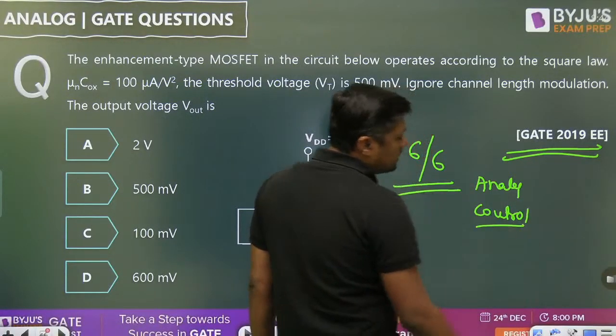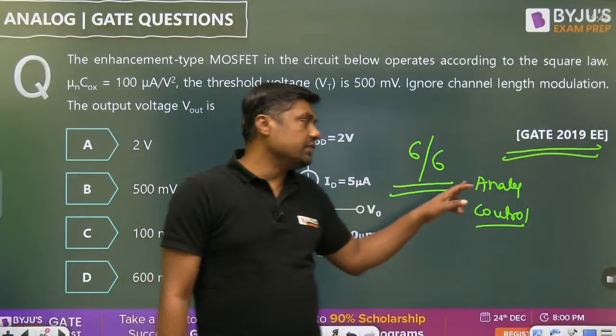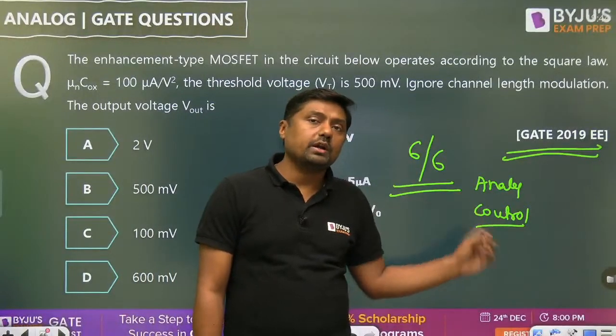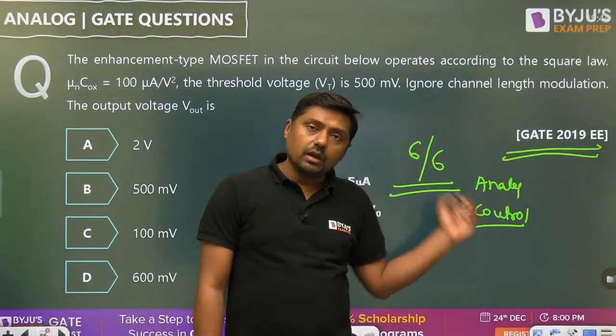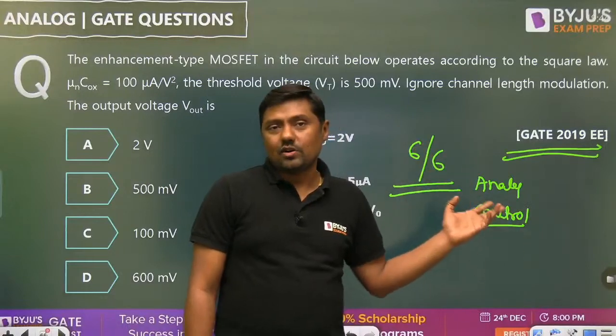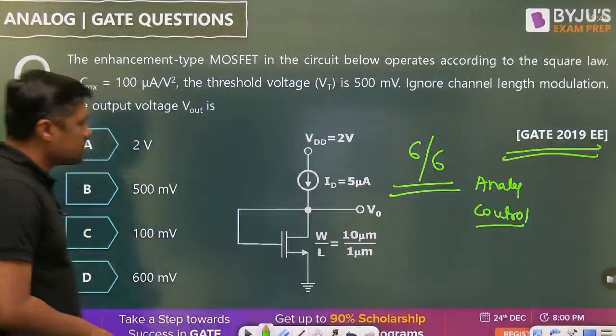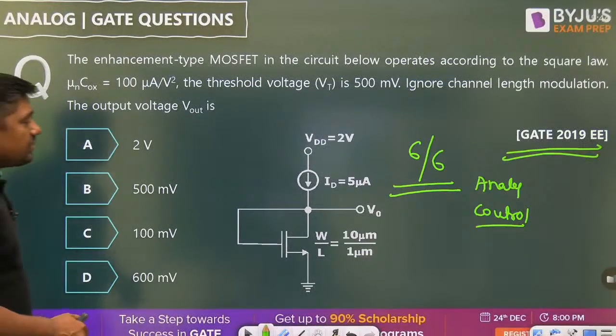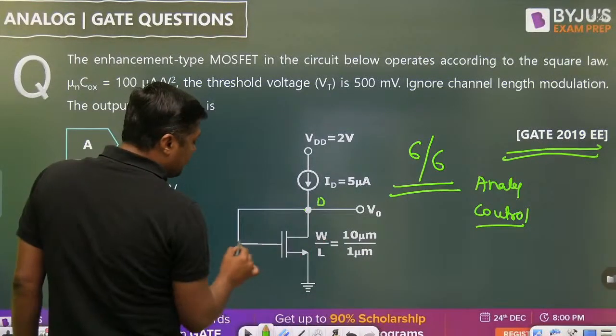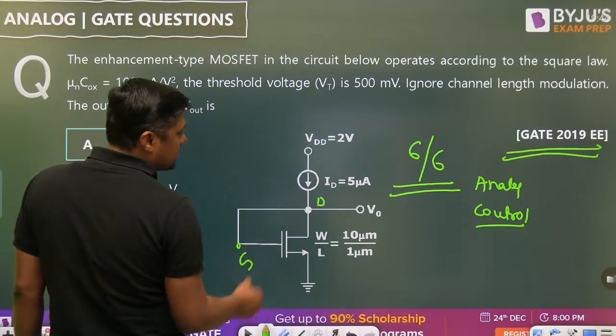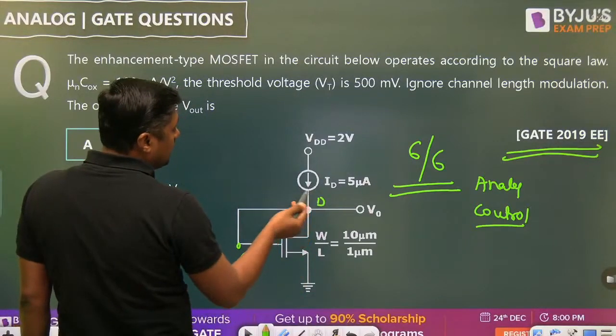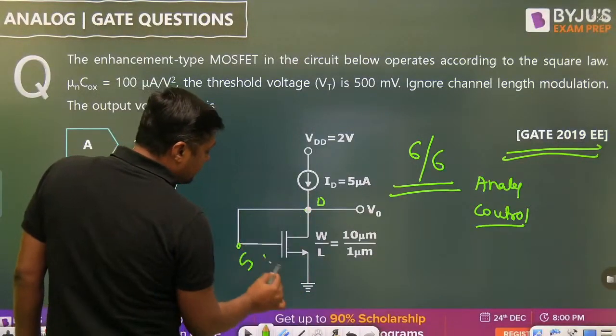If suppose you want to get the rank, then my dear, 100% from analog, 100% from control, 100% from digital, little effort, more result. Okay, so this is a simple formula based question. Now, always remember, when the drain is connected to gate, it is in saturation region, W by L is given, and when it is connected, this is the VGS.